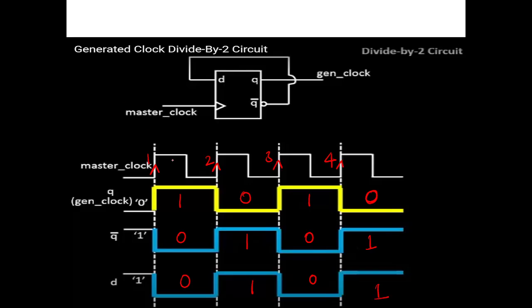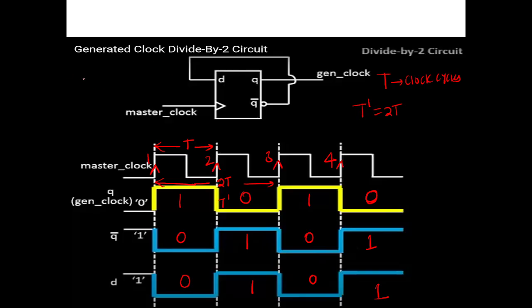So what is the clock period of the input clock? This is T. Basically, the output clock period becomes 2T. Let us call it T dash. The normal clock cycle is T, so T dash equals 2T.